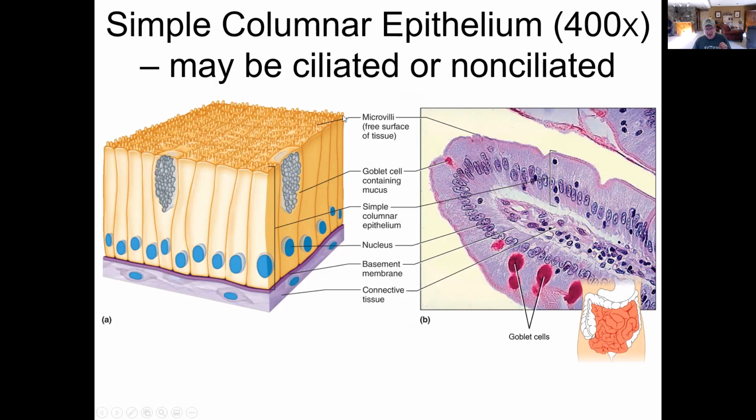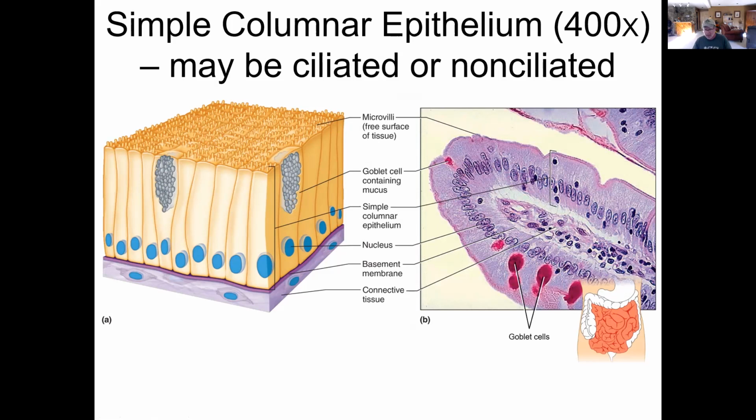These are microscopic structures on the very tips, on the apical surfaces or free surfaces of all these simple columnar cells that increase the surface area for maximum absorption of organic compounds, amino acids, monosaccharides, glycerol, fatty acids, those sorts of things.